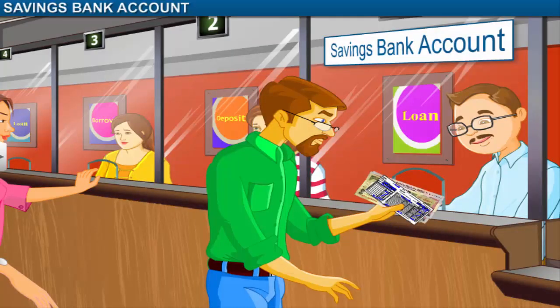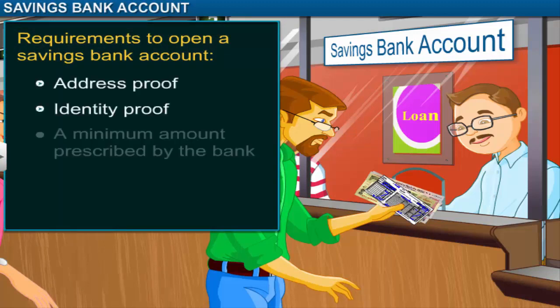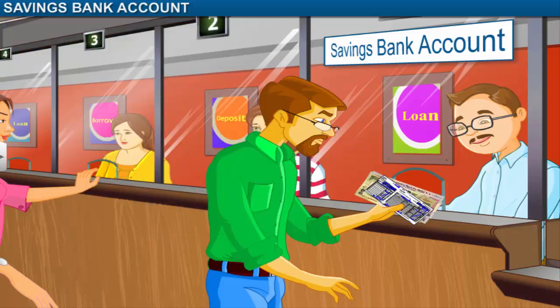This account can be opened by an individual or jointly by two or more individuals by applying in a prescribed application form that is available with the bank. The person who wants to open an account is required to give proofs of address and identity, a minimum amount as prescribed by the bank, along with specimen signatures. These signatures are kept in the safe custody of the bank and are checked whenever money is withdrawn. The person opening an account is called an account holder.